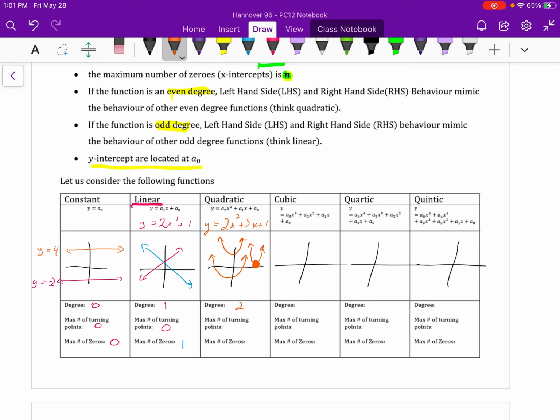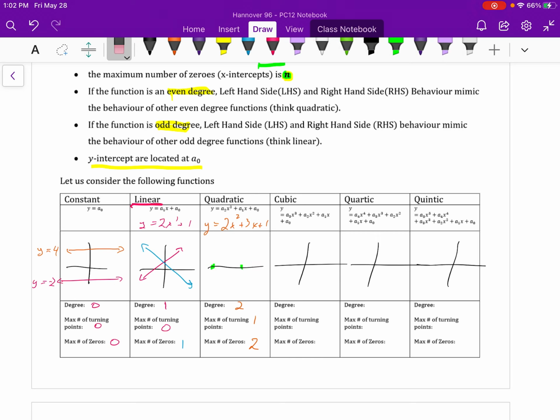So the degree of a quadratic is 2. The maximum number of turning points is 1. And a turning point on a parabola is called the vertex. The maximum number of zeros is going to be 2. But hopefully my drawing illustrates to you that we could have no x-intercepts. And when the vertex is on the x-axis, we have exactly 1. And then sometimes my parabola actually has 2 x-intercepts. Right there and right there. So it's just the maximum.